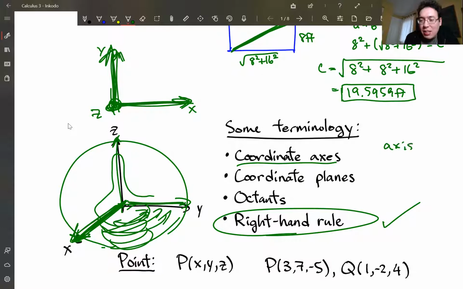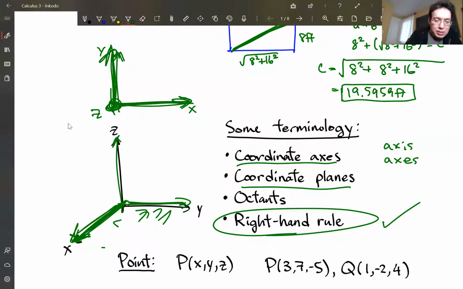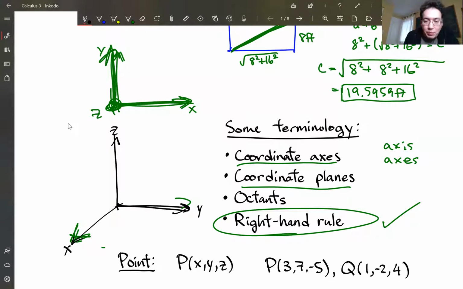Axis is the singular, and if you're talking about more than one axis, that's the plural version, axes. The coordinate planes are the planes that are spanned by two of the axes. So let me erase all of these things. Oh no, I have erased everything. Okay.